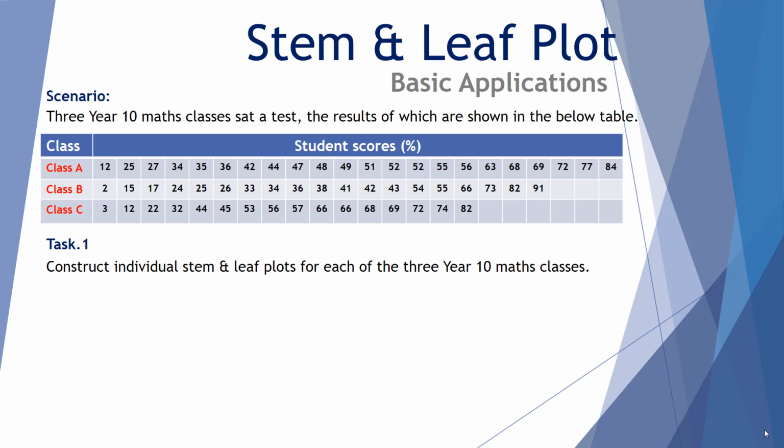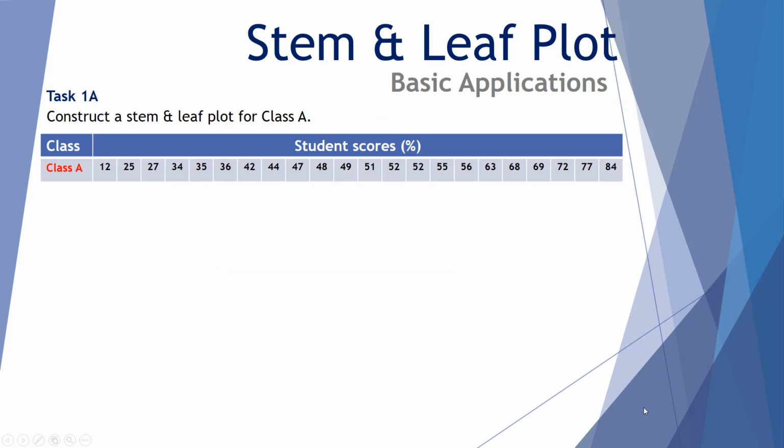So our scenario, we have 3 Year 10 math classes sat a test, the results of which are shown in the below table. So we have Class A and their percentage scores, Class B their percentage scores, and Class C their percentage scores. So task 1 is to construct an individual stem and leaf plot for each of the 3 Year 10 math classes. Task 1A, construct a stem and leaf plot for Class A.